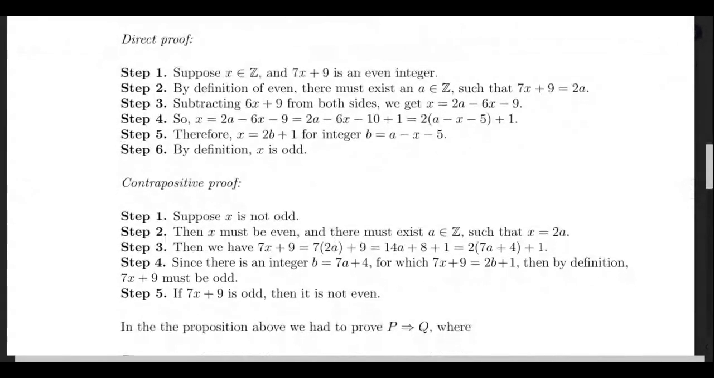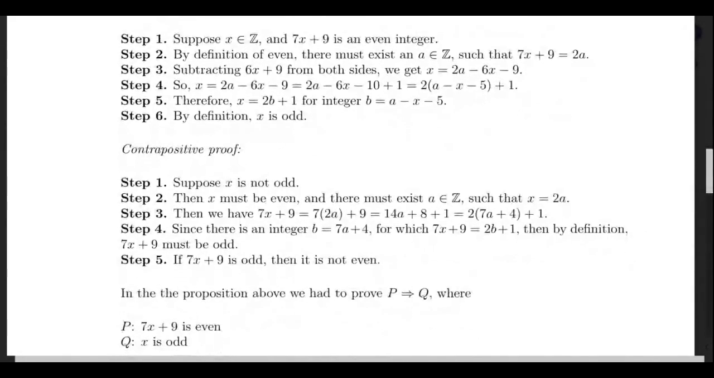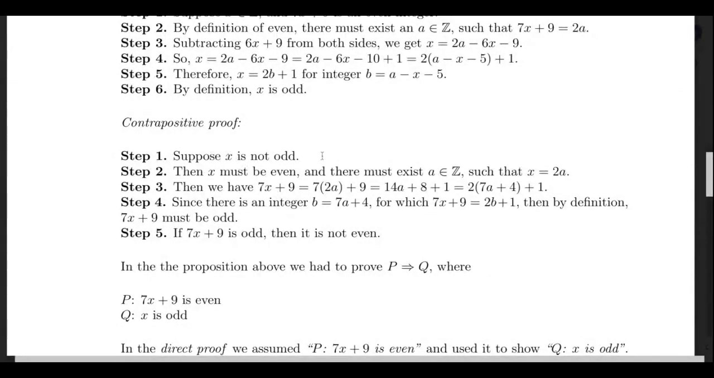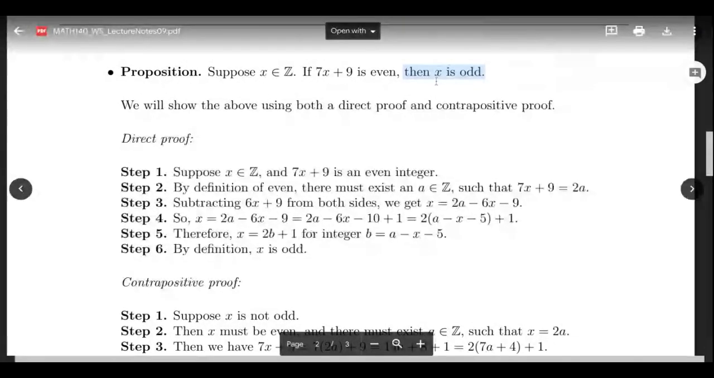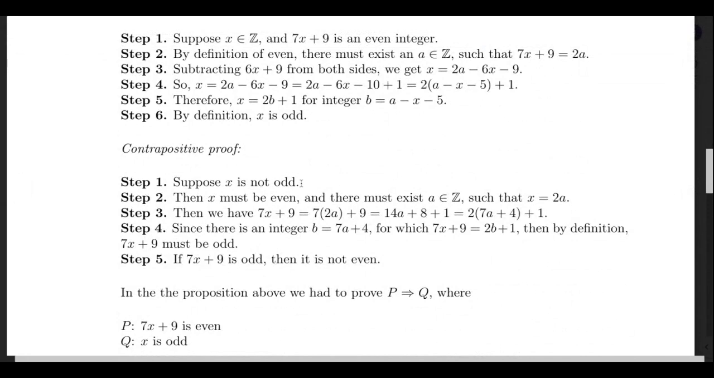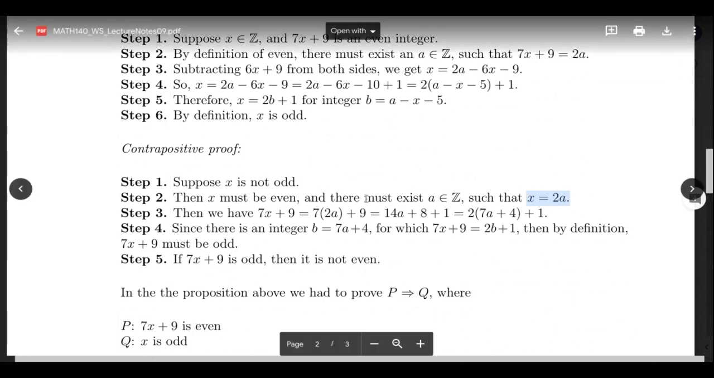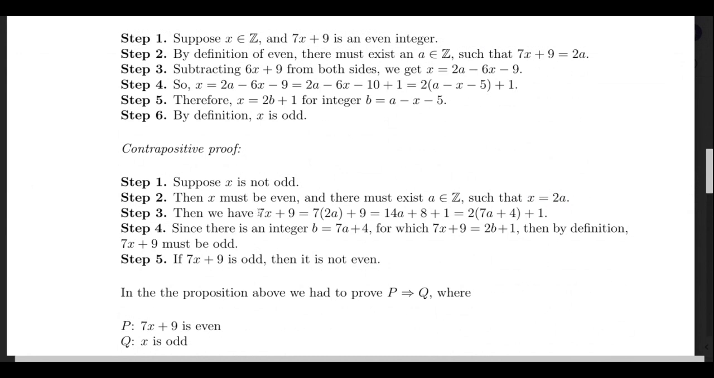Well, let's see the contrapositive proof. Contrapositive proof is saying, okay, let's suppose x is not odd, right? We negate the Q part. We say x is not odd. If x is not odd, that means x is even. But then we derive 7x plus 9 is not even, which means it's odd. So we negate both. If x is even, we can write x as 2 times some integer, right? So x equals 2a.